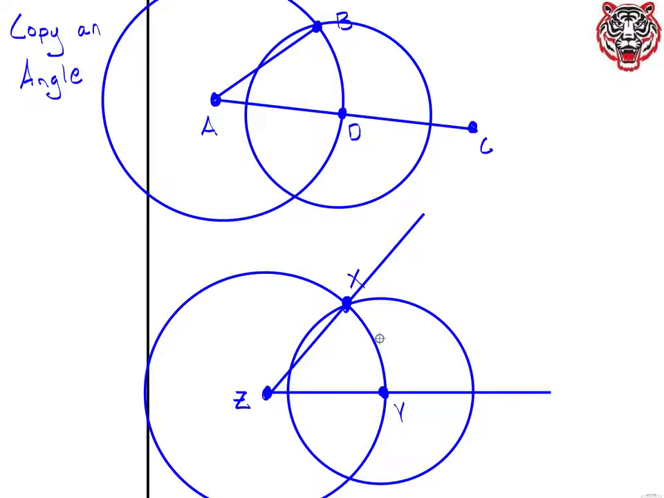So even though our lines have been rotated in my example, this angle right here, and I can do this in a different color, this angle right here is the same angle as right here. We just copied it.